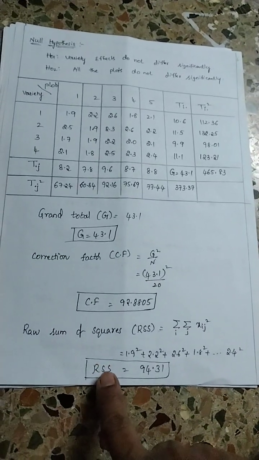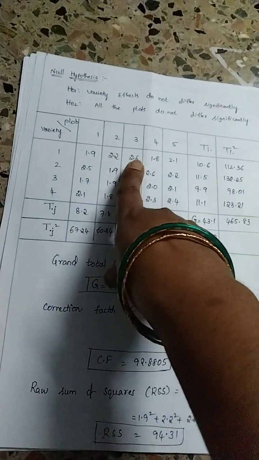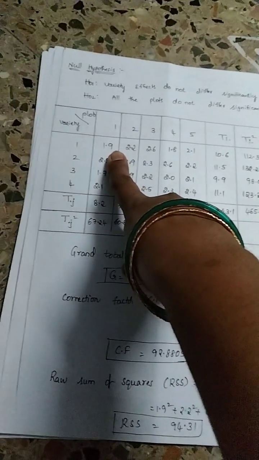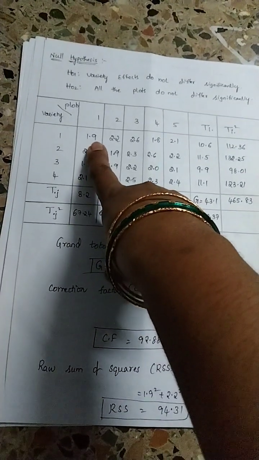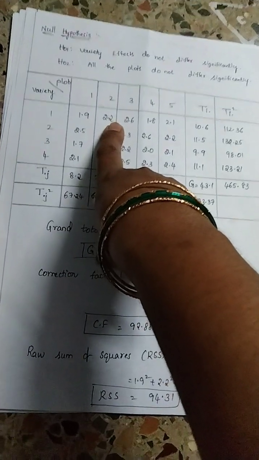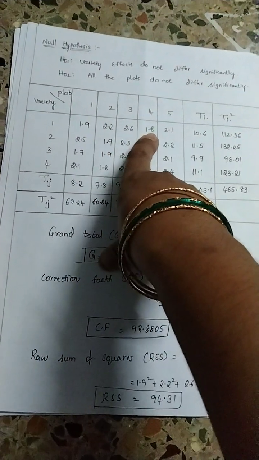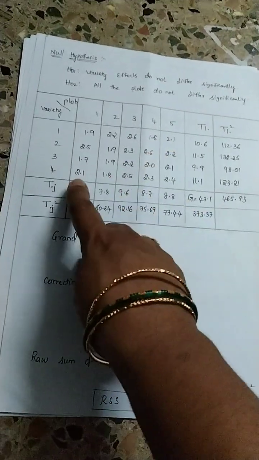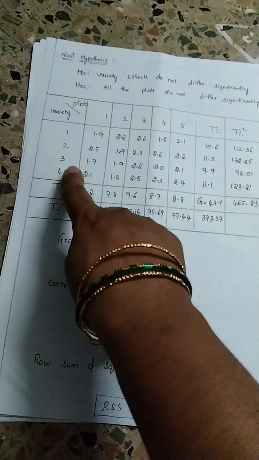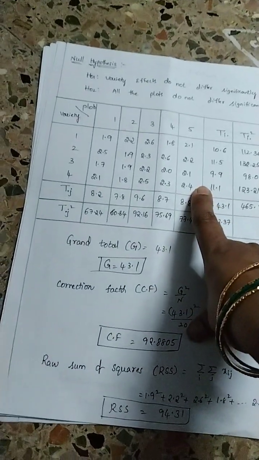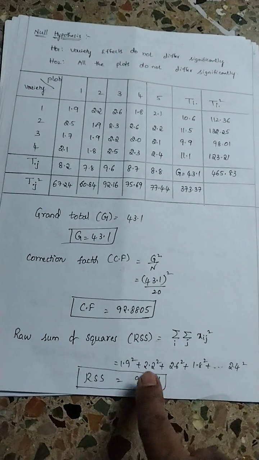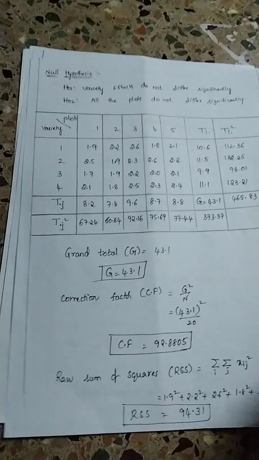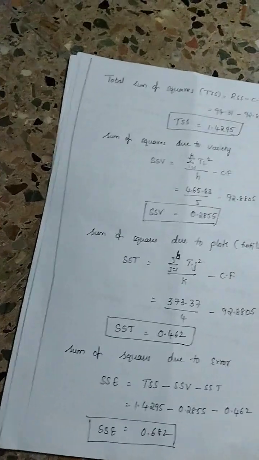As you already know, the raw sum of squares formula is summation i summation j xij square, where each and every term of your given question, that is 1.9, 2.2, will be squared and added. So here we write 1.9 whole square plus 2.2 square plus 2.6 square plus 1.8 square plus 2.1 square, and so on, all squared and added up to 2.4. You are going to get the raw sum of squares as 94.31.